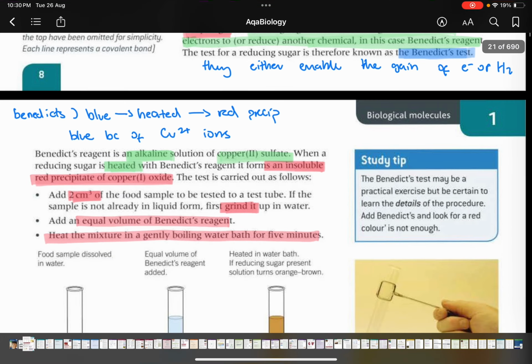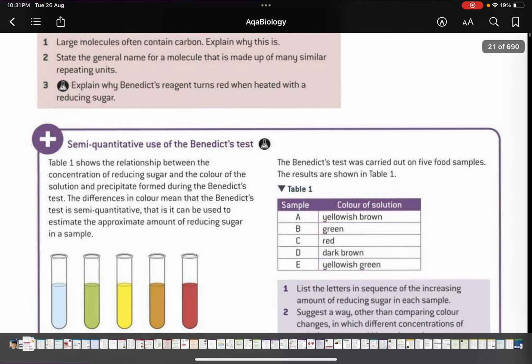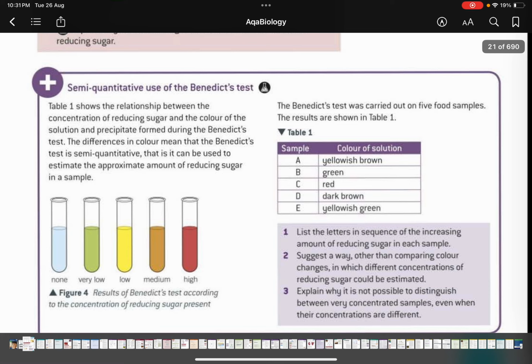And so we can see here, the test is pretty simple. You just add the food sample to a test tube. If it's not liquid, then you have to grind it up. Add it with your Benedict's reagent. You can add equal quantities. Place it in a water bath for around 5 minutes, and then observe the color change. The color change varies depending on the concentration of the sugar. If you have a lower concentration, it's going to be green, maybe yellow. Higher concentration goes into brown or red.